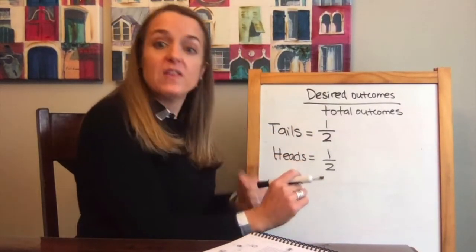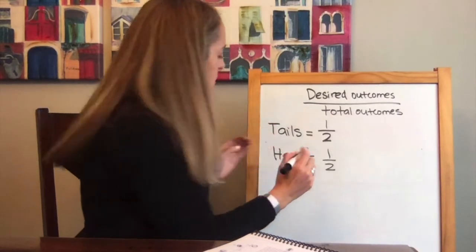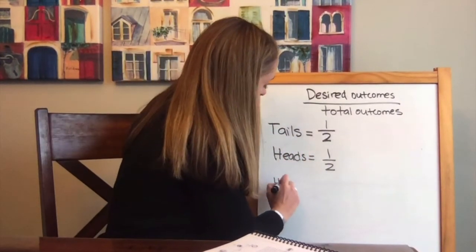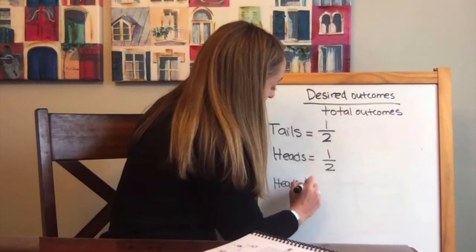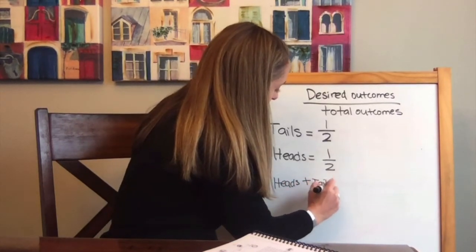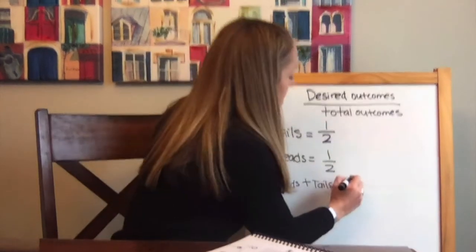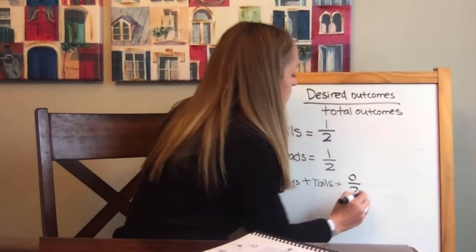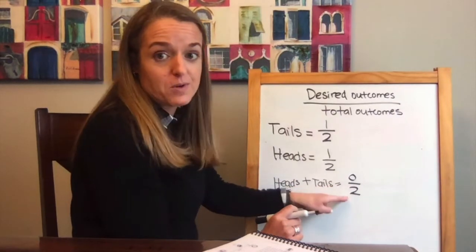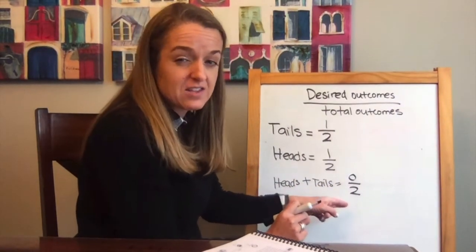What are the chances that it will be both heads and tails? We'll flip the coin and the answer will be heads and tails. What are the chances of that? I'm going to write this down. Heads and tails. Can that happen? Nope. So that is 0/2. That is impossible. You cannot get heads and tails at the same time.